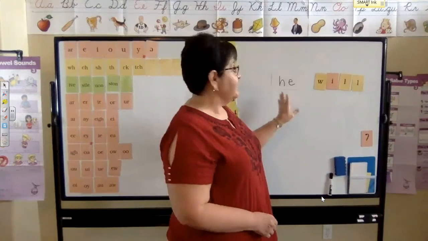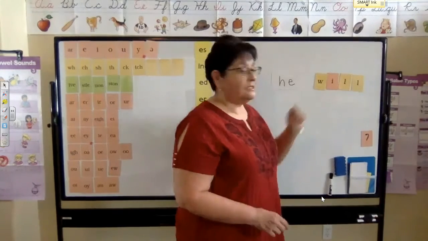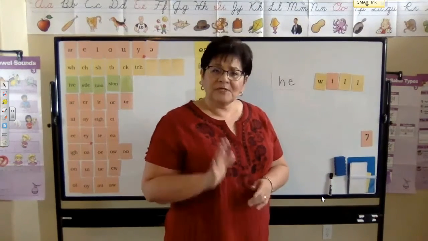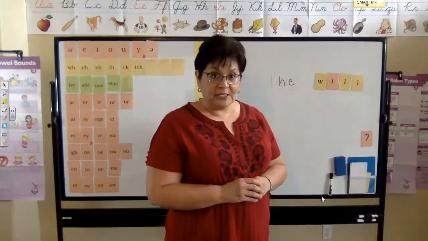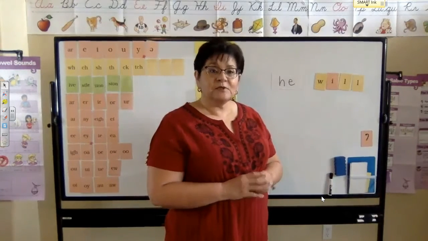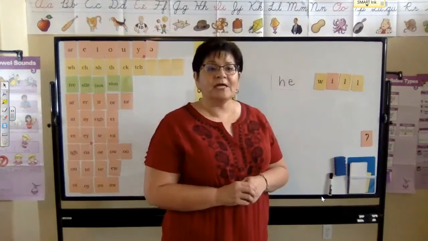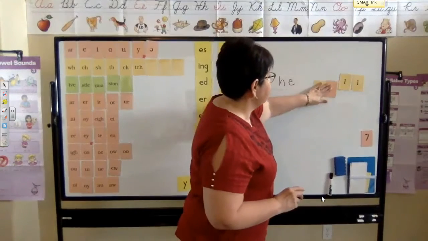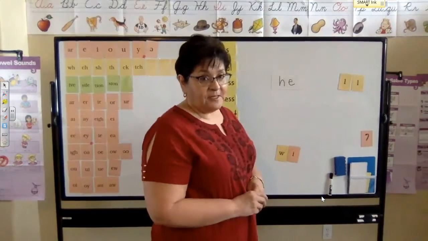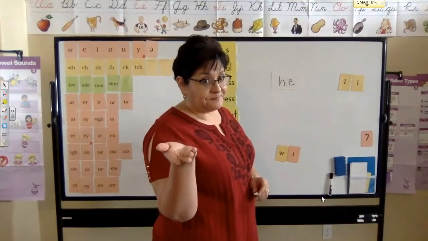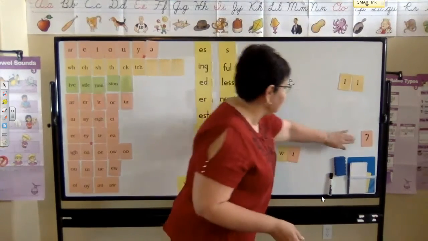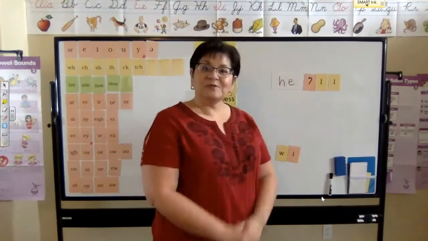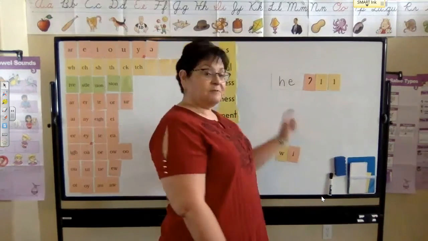Let's read what we have. He will. He will help us do this work. So watch what I have to do to make this into a contraction. To make the words he will into a contraction, I need to take away two letters. I'm going to take away the W and the I and replace them with an apostrophe, and then bring over those two L's that are left. So now let's read what we have left.